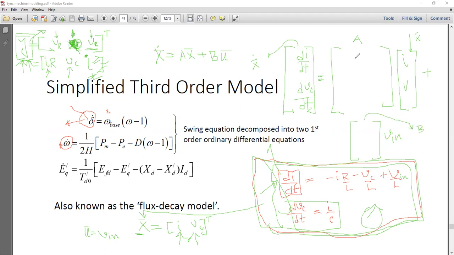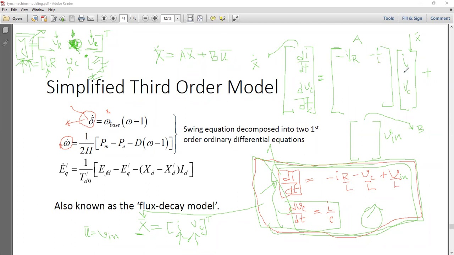Now can you fill up the blank spaces for A and B? Let's start with the first one, di over dt. Let's only go through the coefficients. What is the relation of di by dt and i? Minus R over L. Excellent. What about the second one? This should be Vc. Minus 1 over L. Good.